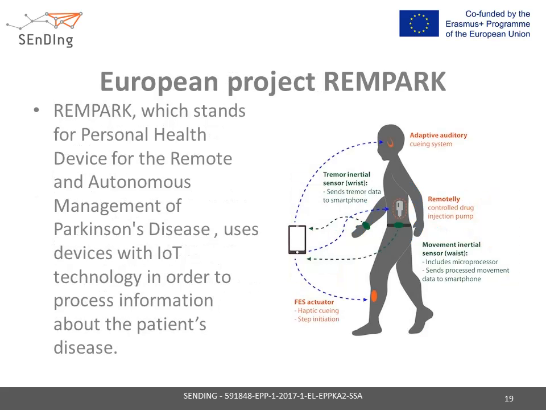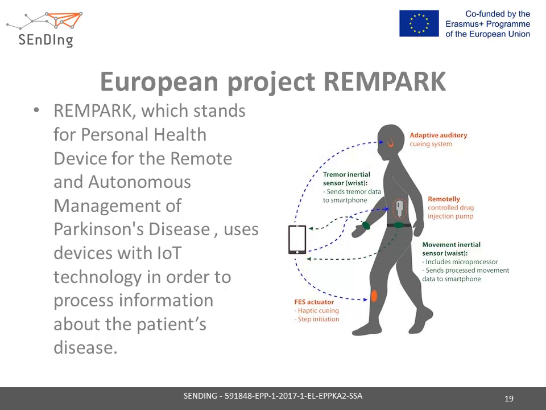European Project REM-Park. The European Project REM-Park, which stands for Personal Health Device for the Remote and Autonomous Management of Parkinson's Disease, uses devices with IoT technology in order to process information about the patient's disease. Bluetooth low-energy sensors are worn on the waist and wrist with a control unit that processes movement data and are wirelessly connected to a smartphone. The wrist sensor identifies muscle tremors and the waist belt can measure body movements that include gait.